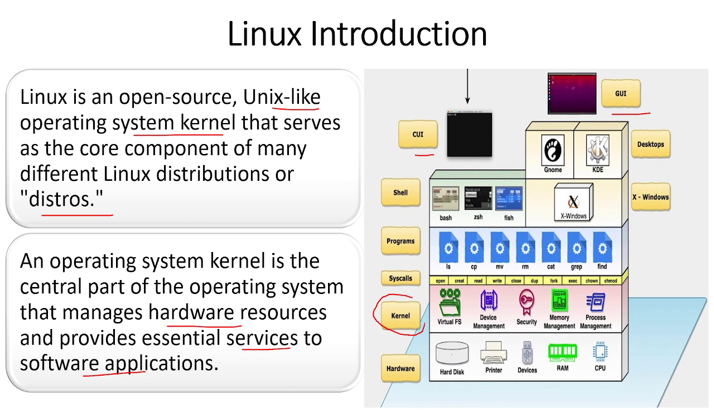This kernel layer has different components like the virtual file system, device management, and security. It can do memory management and process management. So the engine of the operating system, the core component of the operating system, is performed by this kernel. That's why it's called the operating system kernel. There are different distributions, or distros, of Linux, which are called the Linux operating system.